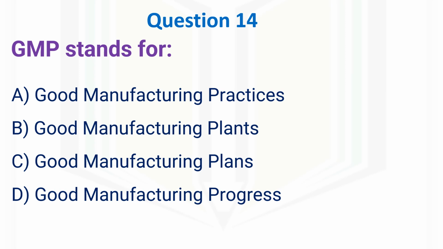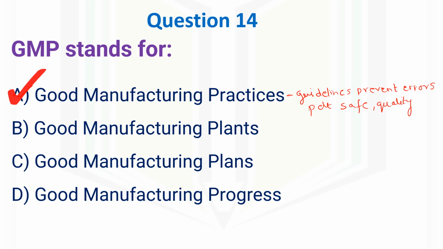Question number 14, GMP stands for, options are good manufacturing practices, good manufacturing plants, good manufacturing plans, good manufacturing progress. So here the correct option is option number A, good manufacturing practices. So good manufacturing practices, it is a guideline. So these are the guidelines to manufacture the product safely, and it ensures that the product is safe and fit for consumption or their intended use. It also ensures the quality, and it also provides the guidelines to prevent errors during the processing. This is very essential, specifically in the food processing plants.